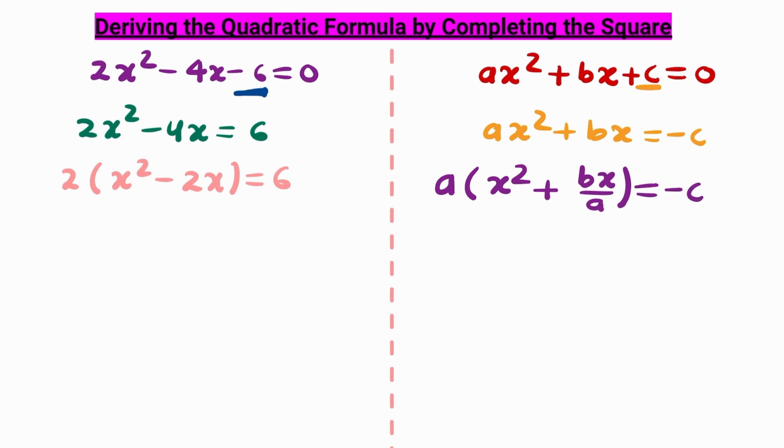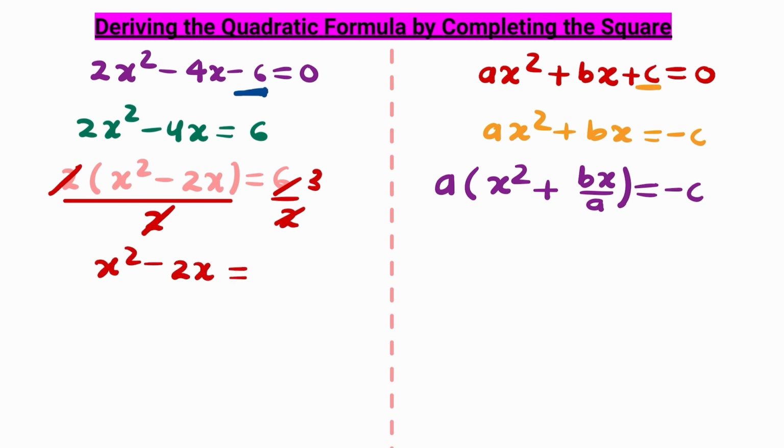Now we can simplify the equations further. How can we do it on the left hand side? We can divide both sides by 2. We can divide 2 from this side and 2 from the right hand side as well. Here 2 and 2 cancel out. On the right hand side also, 6 divided by 2 is 3. So x squared minus 2x equal to 3.